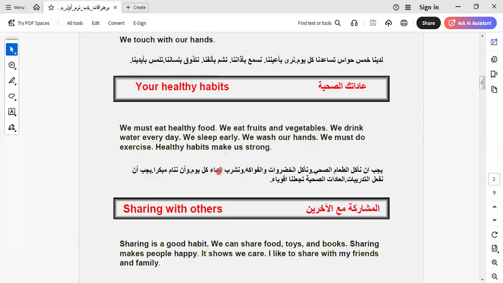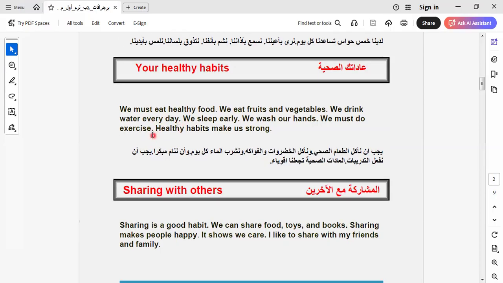Let's go to another paragraph here: healthy habits. Here we talk about healthy habits, the healthy food that we must eat, and the unhealthy food that we take only a little of, not a lot, to stay healthy. We must eat healthy food. We eat fruits and vegetables. We drink water every day. We sleep early. We wash our hands. We must do exercise. Healthy habits make us strong.